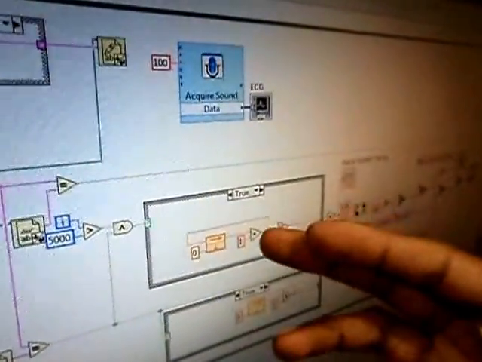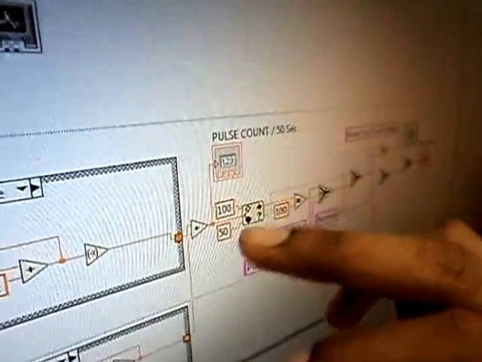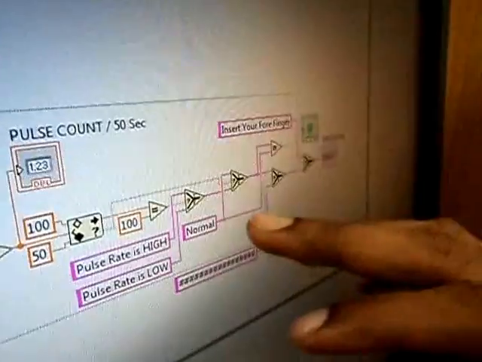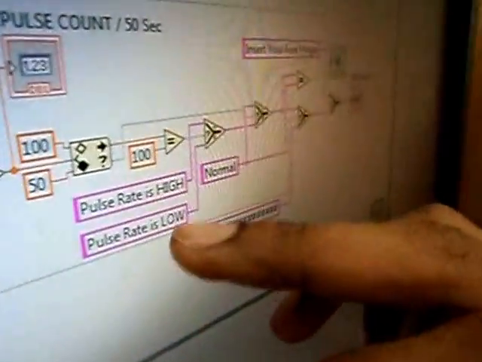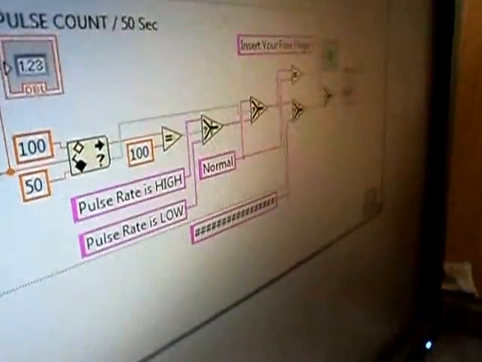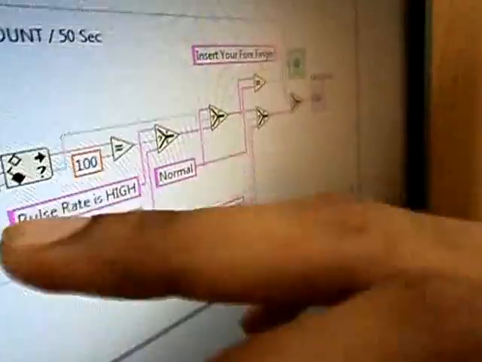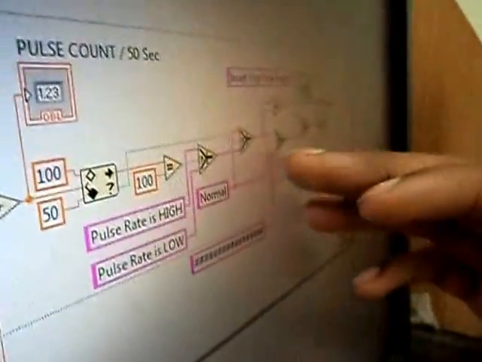The pulse count will be counted, and we check the range here. If it is within the 50 to 100 range, the normal range of the patient will be displayed, or else the high or low signal. If the pulse rate goes below 50, the low rate will be displayed, and if the pulse rate goes above 100, the high rate will be displayed. If your finger is not inserted, simply a null character will be displayed.